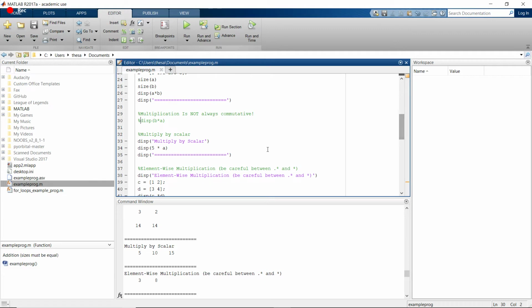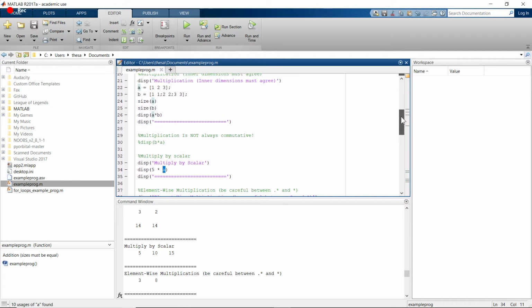Just like with addition, we can do a multiplicative scalar or a multiplicative constant. So we can take some sort of constant and we can multiply it to every element of a given matrix. So we can do 5 times A, and then I'll multiply 5 to each of the elements of A to give us an output.